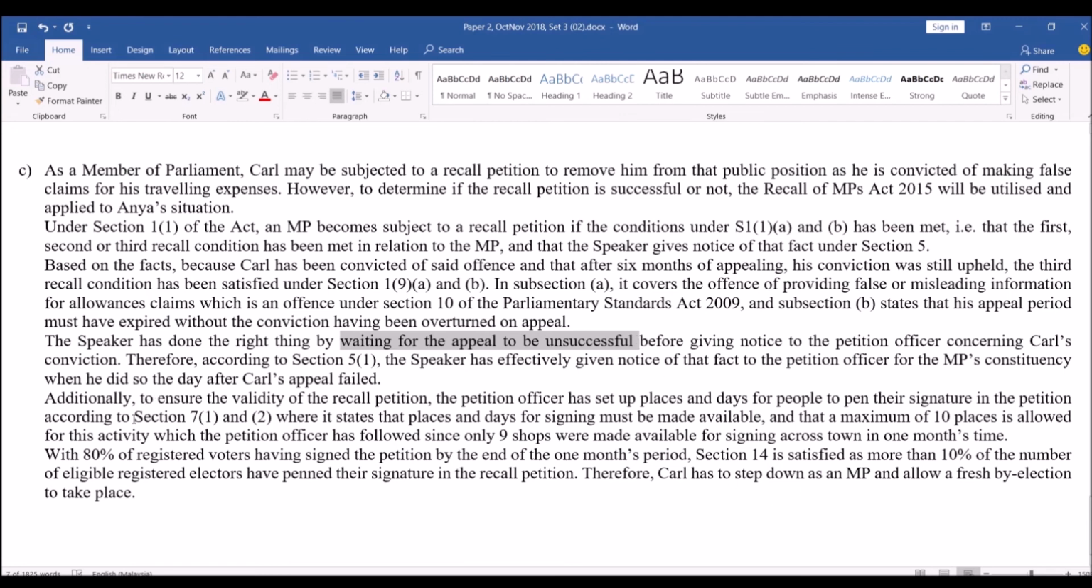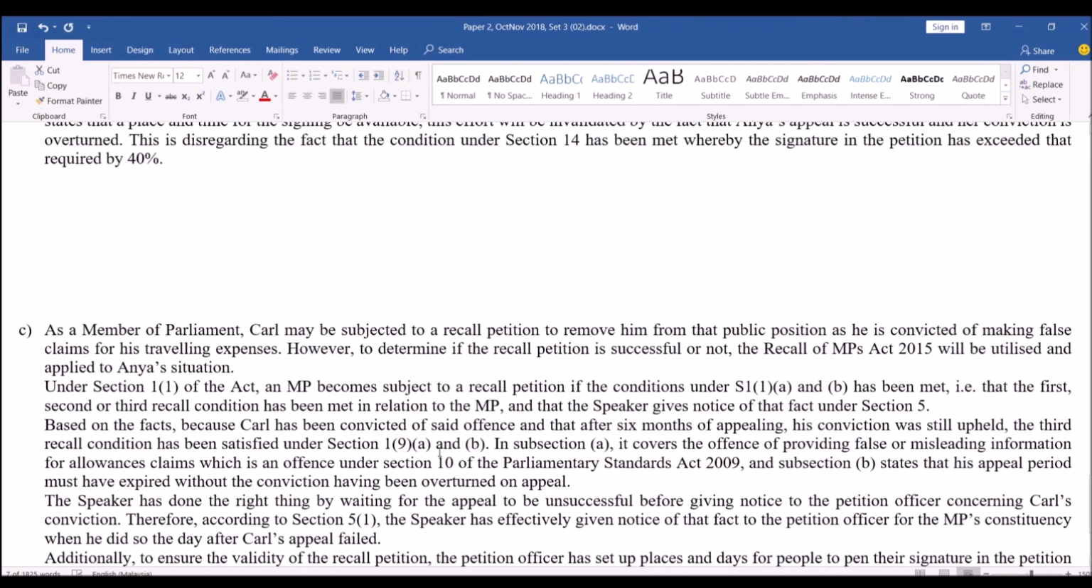Then next, section 7 sub 1 and 2 concerning places and days for signing. One of the things that you should also highlight is the maximum of 10 places, because only 9 shops were made available, and also the fact that 1 month's time was given. And then lastly, section 14 concerning more than 10%. And because there's 80% of them who voted that person out, definitely Carl has to step down. So this is basically how you answer the question.